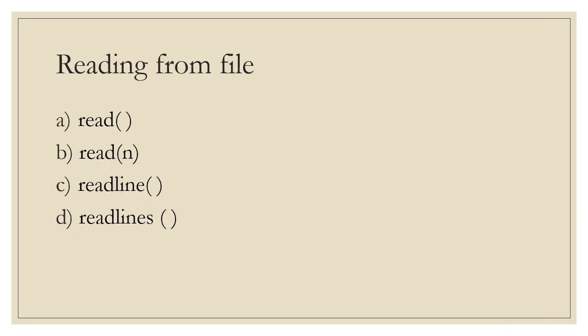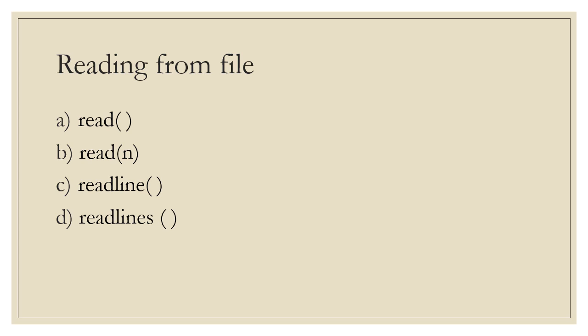The next one is reading from file. Python provides various methods for reading data from a file. We can read character data from the text file by using the following read methods. So here we have four kinds of reading methods. The first one is read(), second one is read(n), third one is readline(), and fourth one is readlines().